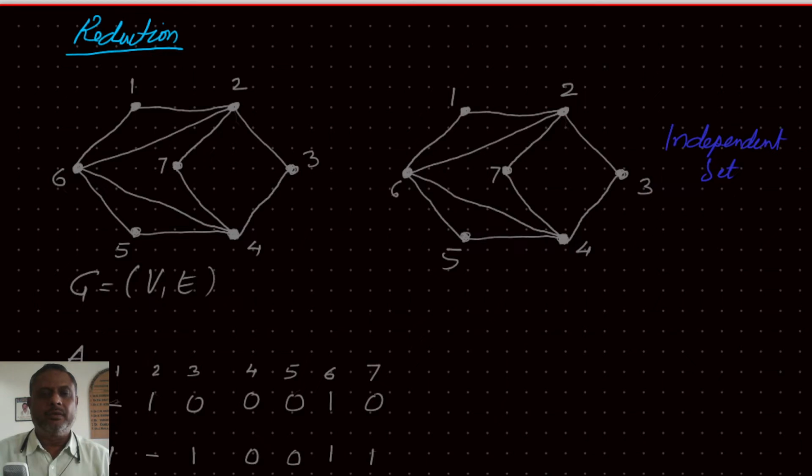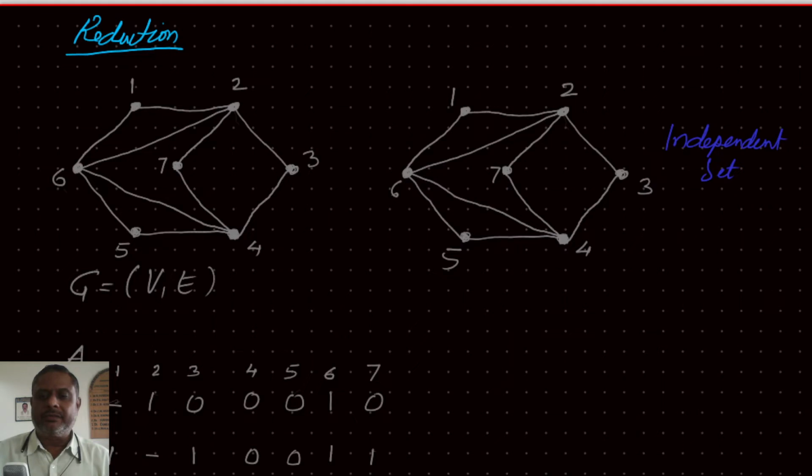Say if we select 1 as one of the vertices, then 2 cannot be used, 6 cannot be used, because 2 and 6 are connected to 1 by these two edges. Therefore, neither 2 nor 6 can be used. Now, what can be used? Maybe 7 can be used, because between 1 and 7 there is no edge.